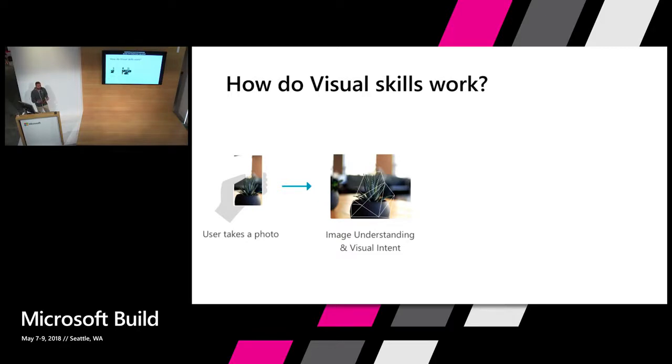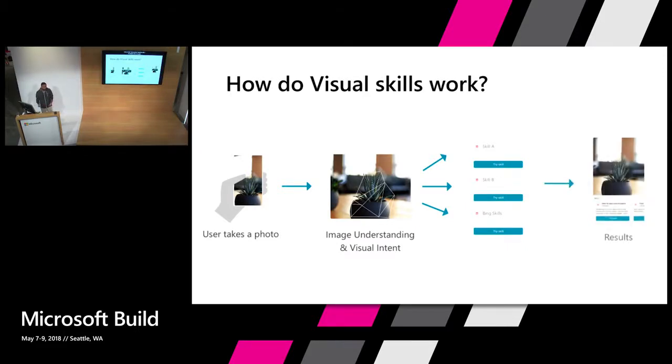For example, for a picture of a person, the intent is a person. If a picture is of food, the intent is food. In this case, the intent would be a flower or a plant. Based on this image understanding and visual intent, we request a set of skills that might be useful for the user. And these are shown across our first-party products and services.